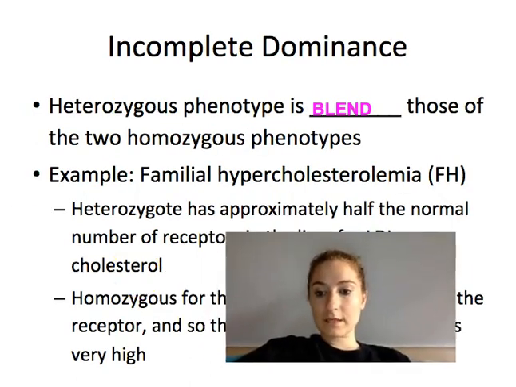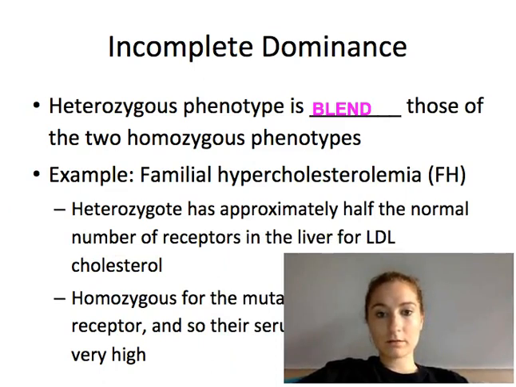So the first example is incomplete dominance. So this is a heterozygous phenotype that is a blend of those two homozygous phenotypes. So if you take a red flower and a white flower and you cross them, you're going to get all pink. So you're going to get a blend of that. It wouldn't be showing just red if it took over. Now it's going to blend the two together.